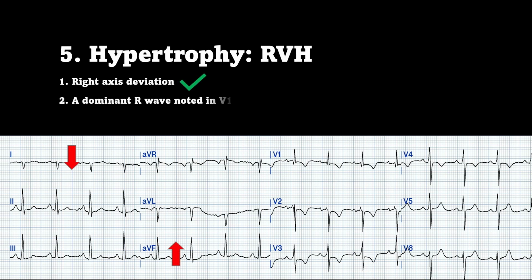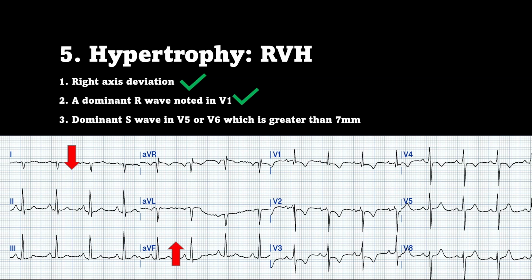A dominant R wave in V1 greater than 7 millimeters. Well, if I look over in V1, I can see that it is over one big box high, which is 5 millimeters there, and then you tack on 2 right there. So yes. Now, is there a dominant S wave in V5 or V6 which is greater than 7 millimeters? V6, that definitely meets the criteria.